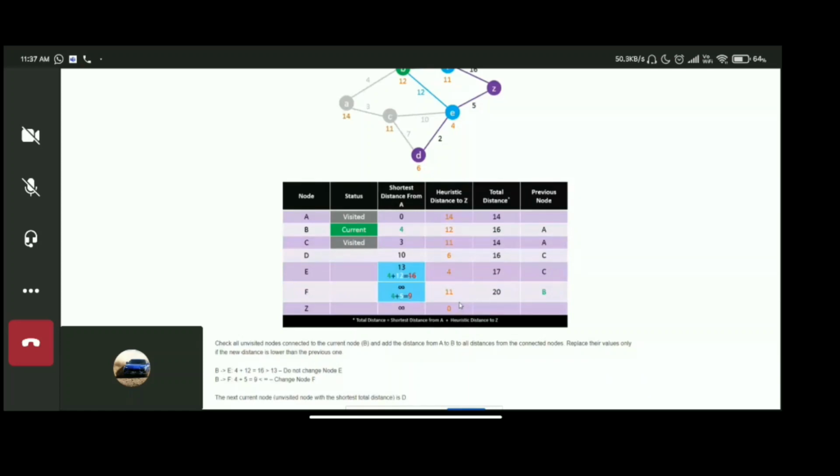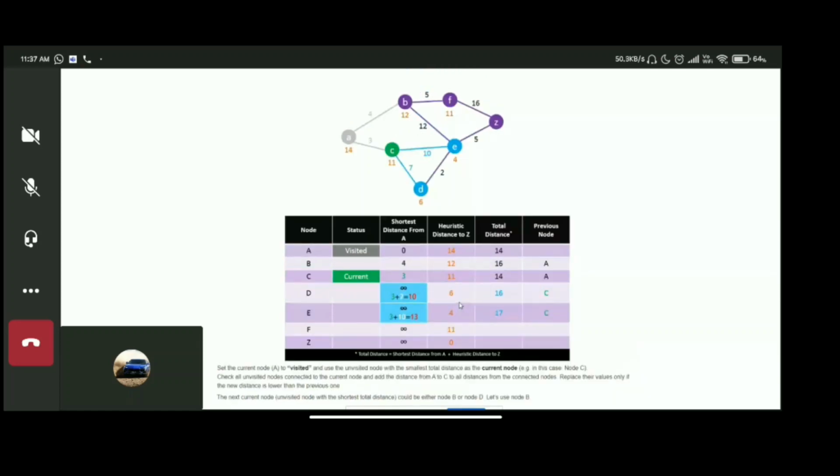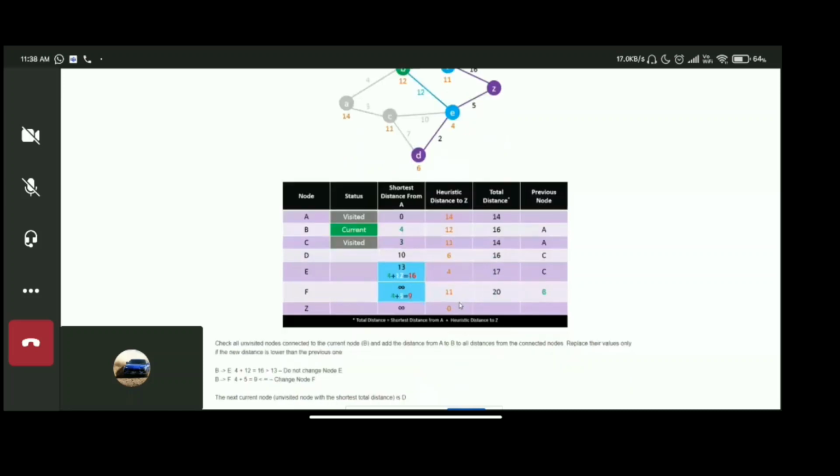Previously, to reach E from A, it was costing me 3 plus 10, that is equal to 13. So in the table we can see the value is 13. The shortest distance from A is 13 for node E. But now if I consider this path ABE, the value is costing me 16. I won't consider that, so I will discard that path. Next, for F I will place the value because F was not visited by us previously. So 4 plus 5 plus 11, we get 20.